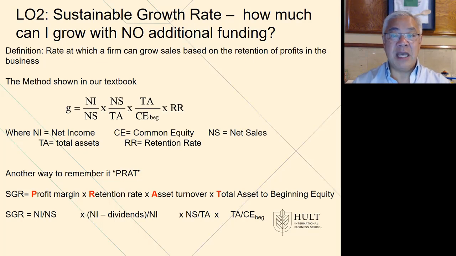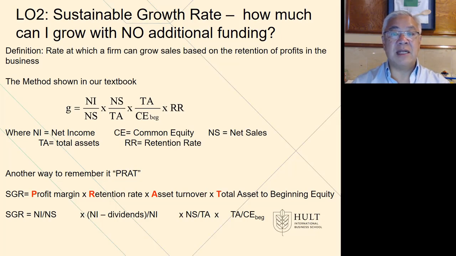Now, this doesn't mean you cannot grow faster. What it means is you can grow faster, but you don't want to change any of your balance sheet relationships. And that means you're not increasing the risk by increasing leverage, and you're not changing any of the productivity of your company. But it's a good baseline to say, okay, if everything were status quo, what percent can I grow at? So the method we see in the textbook has the following formula.